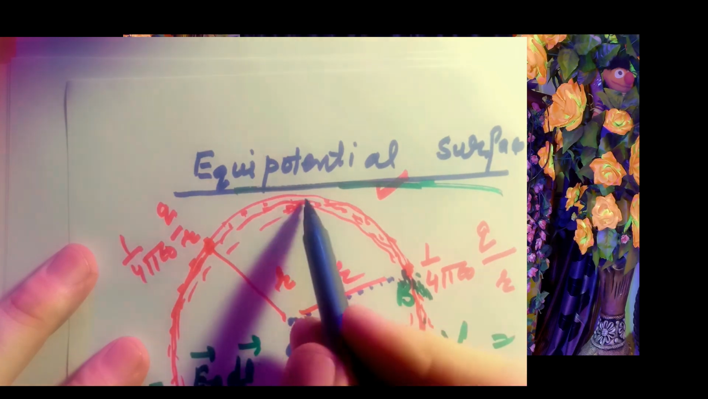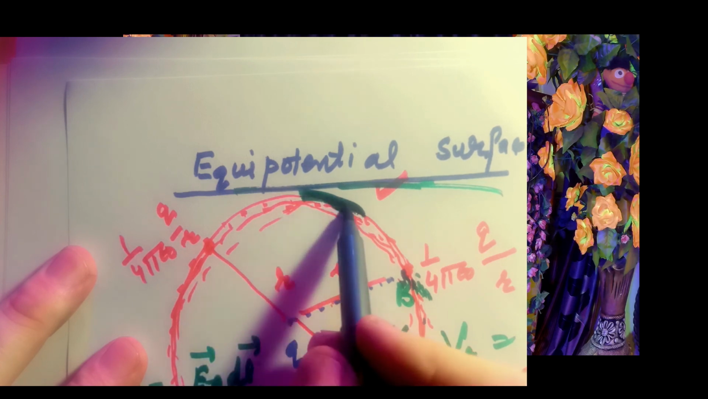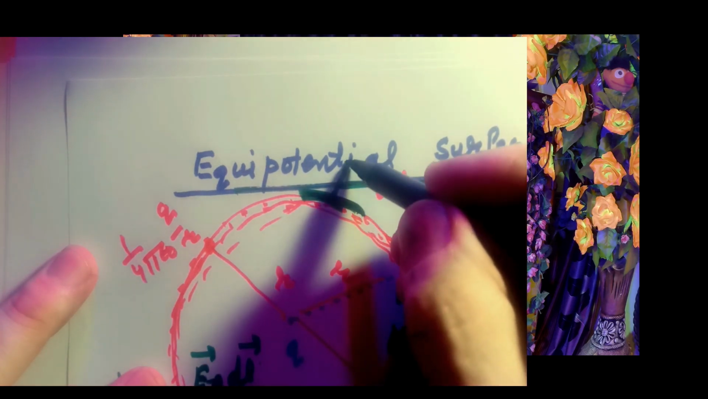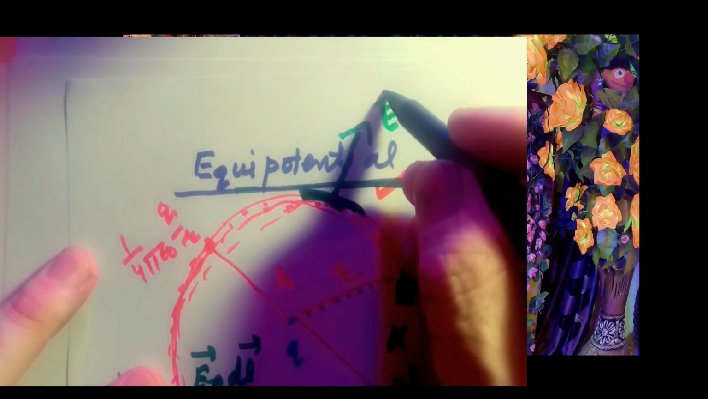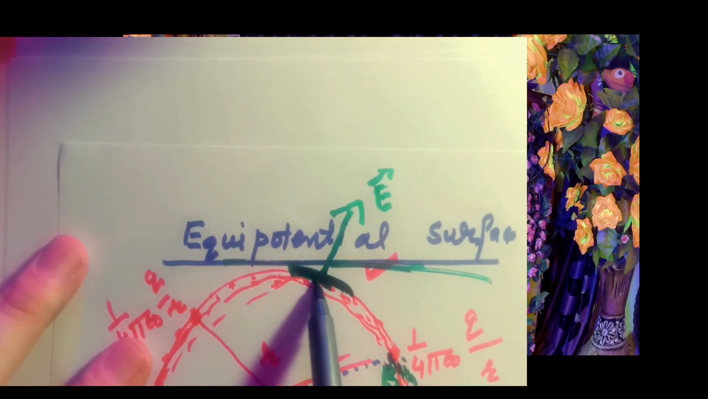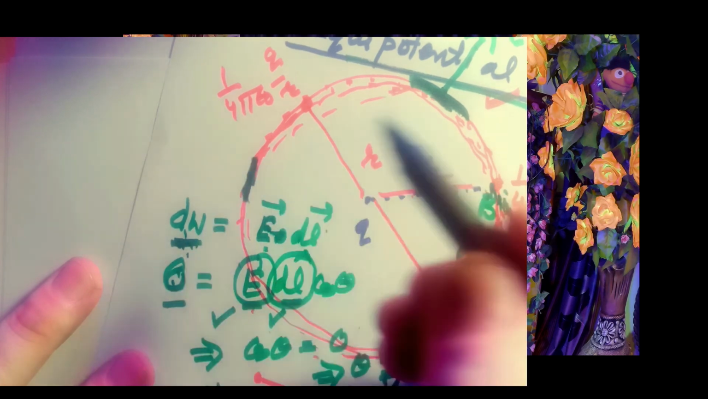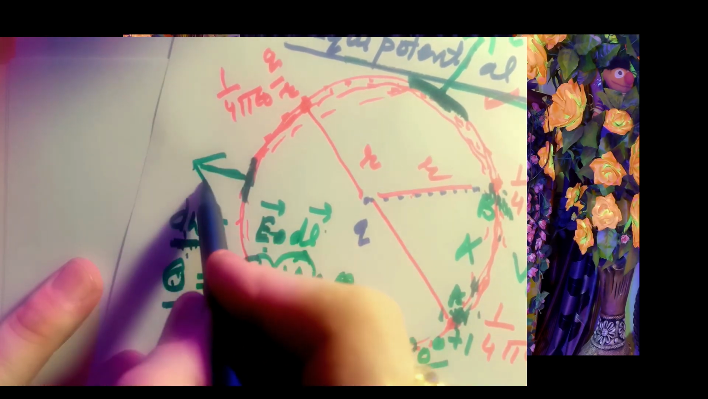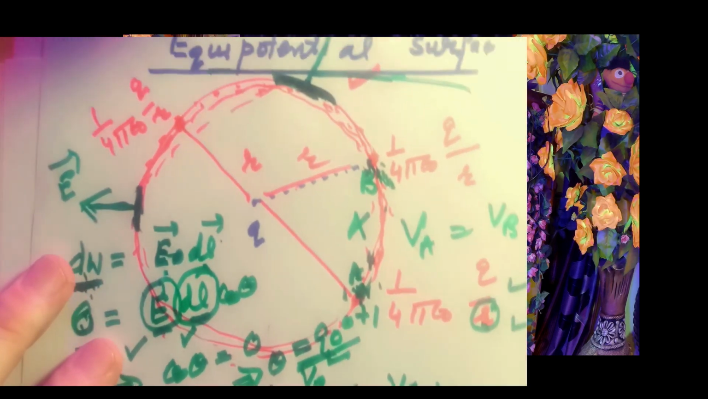Like this is the equipotential surface and dl will be over the surface and E will be perpendicular to the surface always. Like this will be the direction of E, perpendicular to the equipotential surface. So this is the equipotential surface, E will be normal, perpendicular. So this is very, very important.